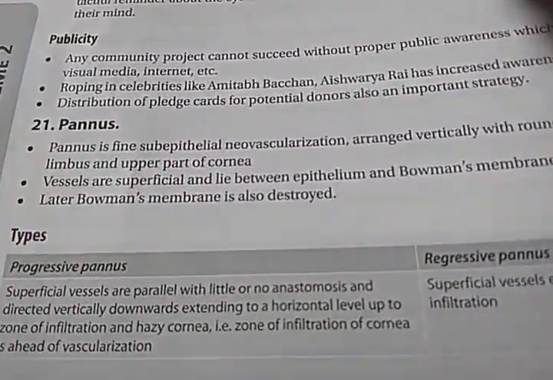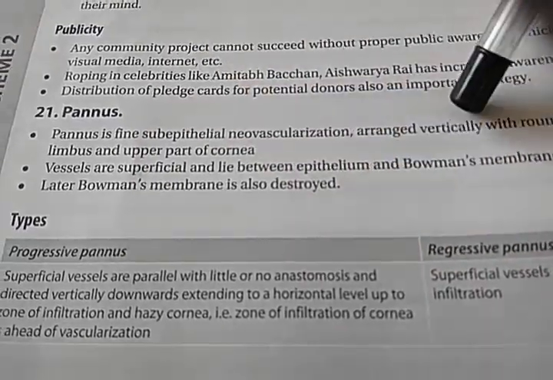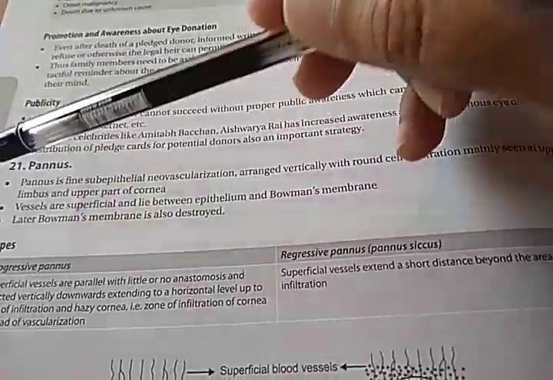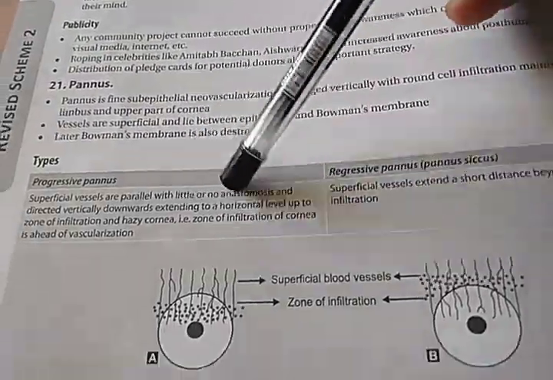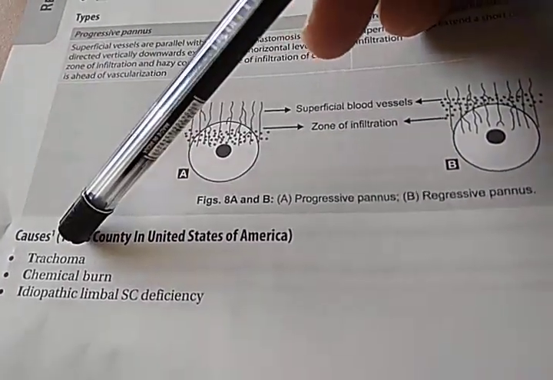They've asked about pannus, guys. What is pannus? This is neovascularization, right? This is mainly seen at the upper limbus and upper part of the cornea. Remember, this will happen when? When will you see pannus, guys? Do you remember? Progressive pannus, regressive pannus, trachoma. Very good, trachoma. I think it's sufficient, guys.